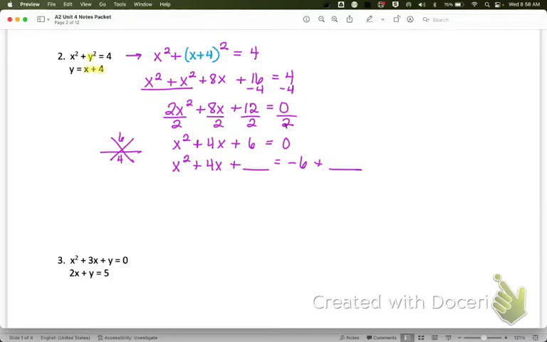In the blank is half of B, which is 2, squared. 2 squared is 4, so we're going to add 4 on both sides. And then something interesting happens. This is x plus 2 squared equals negative 2. What is going to happen when I take the square root of both sides here? We will get x plus 2 equals plus or minus i root 2.